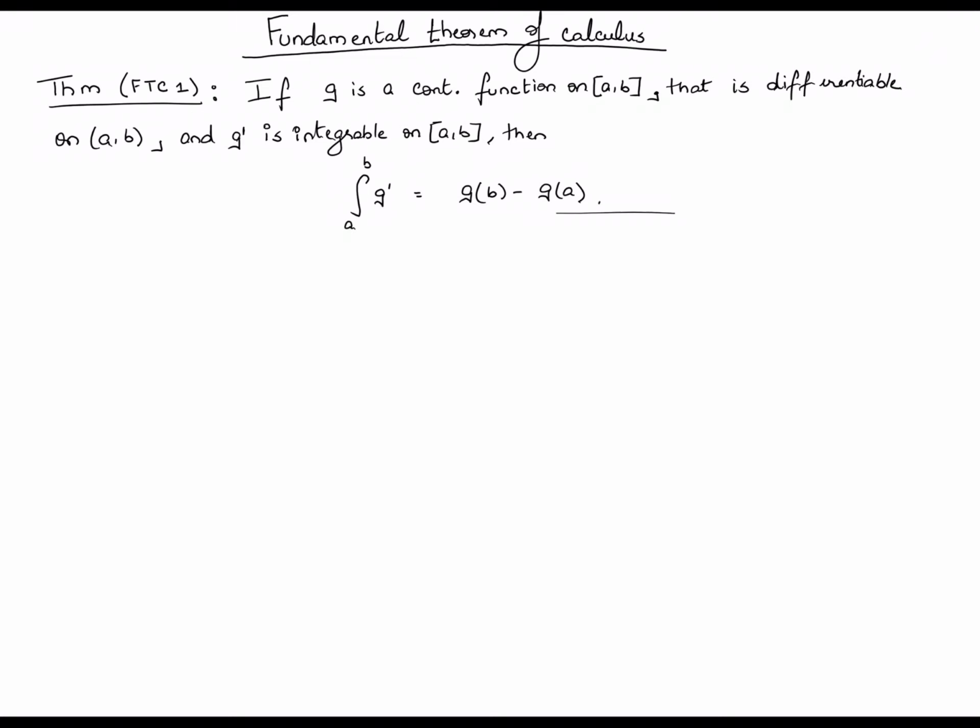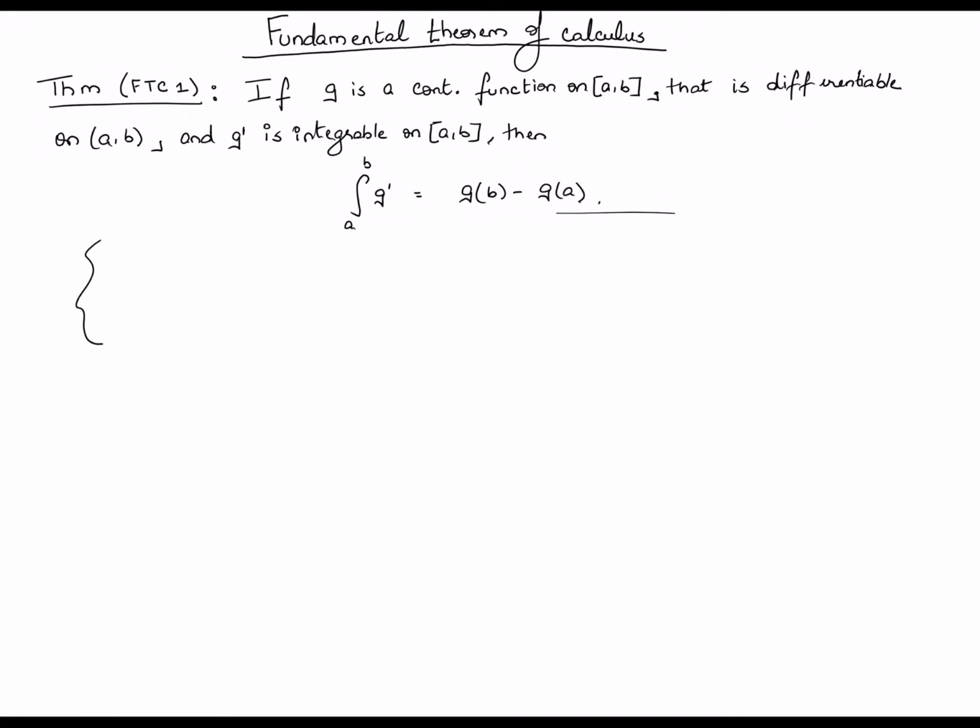Okay, now one thing that you might notice about the statement is that it assumes that g is differentiable on the open interval (a, b). In other words, g prime may only be well defined on the open interval (a, b), and yet you hypothesize that g prime is integrable on the closed interval [a, b], right? So then you might ask, how is it that that's allowed?